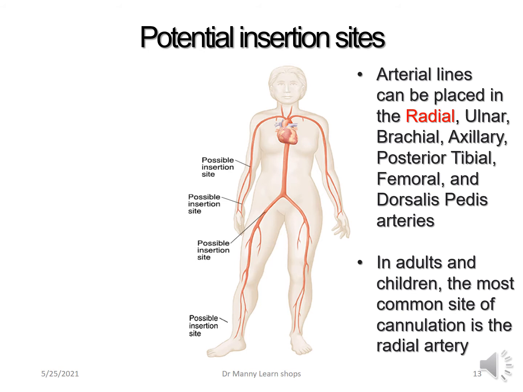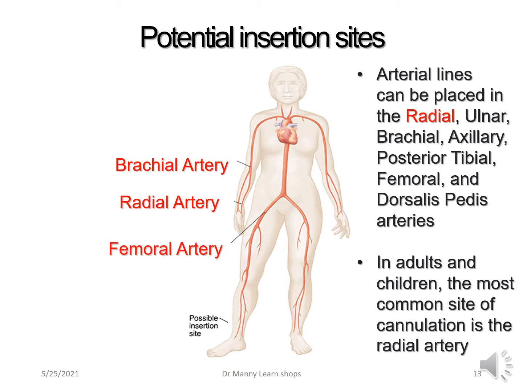What are some of the potential insertion sites? Well, remember, arterial lines can be placed in the radial, ulnar, brachial, axillary, posterior tibial, femoral and dorsalis pedis arteries. And in adults and children, the most common site for cannulation is typically the radial artery. So possible insertion sites then are the brachial artery, the radial artery more commonly, the femoral artery, and the dorsalis pedis artery.